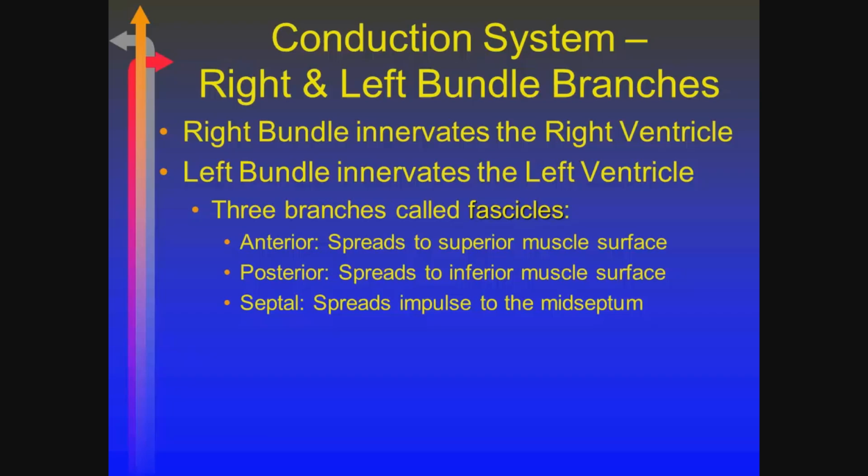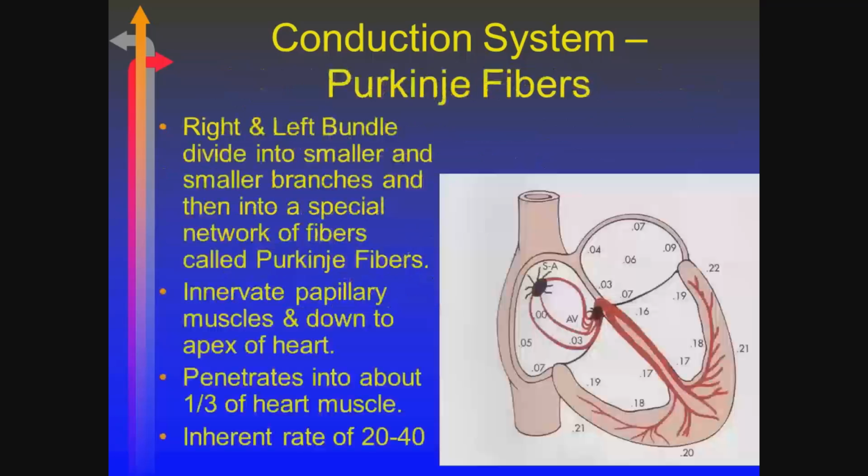And then it goes down the right and left bundles. The right obviously innervates the right ventricle, the left innervates the left ventricle. The left has 3 different fascicles, as I mentioned, the anterior, posterior, and septal, that feed those portions of the muscle. And then lastly, the Purkinje fibers are the smallest of the branches, and they go right down to the myocardium as well as the papillary muscles, and they have an inherent rate of something less than 40. Okay.